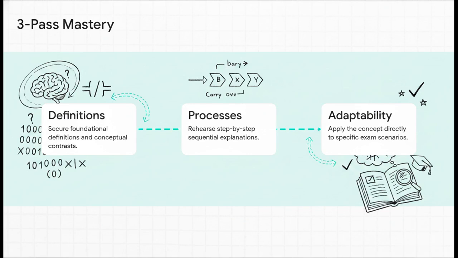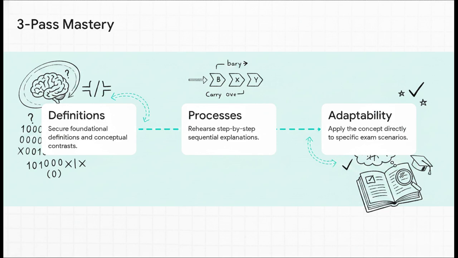To guarantee you don't fall into this trap, we like to use an exam-winning framework called the 3-pass mastery cycle. Pass 1 is all about securing your definitions and contrasts, which is exactly what we just did with the 8-bit capacity limit. Pass 2 is rehearsing the sequential process explanations, meaning you can explain that whole carryover logic step by step. And finally, Pass 3 is focusing on exam adaptability and scenario context.